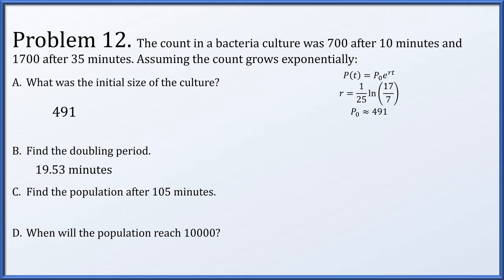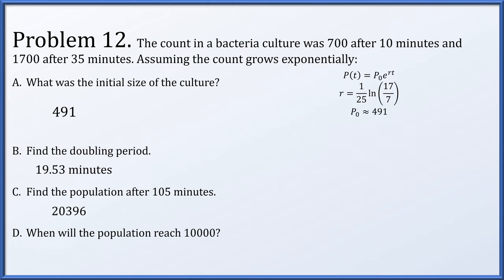Next up, let's find the population after 105 minutes. Well, since we know the initial population and we know the value of r, all we have to do is plug in t equals 105. An exact expression using our exact value of r would be that the population after 105 minutes is 491 times e to the 105 over 25 times the log of 17 over 7, which rounds off to be about 20,396.